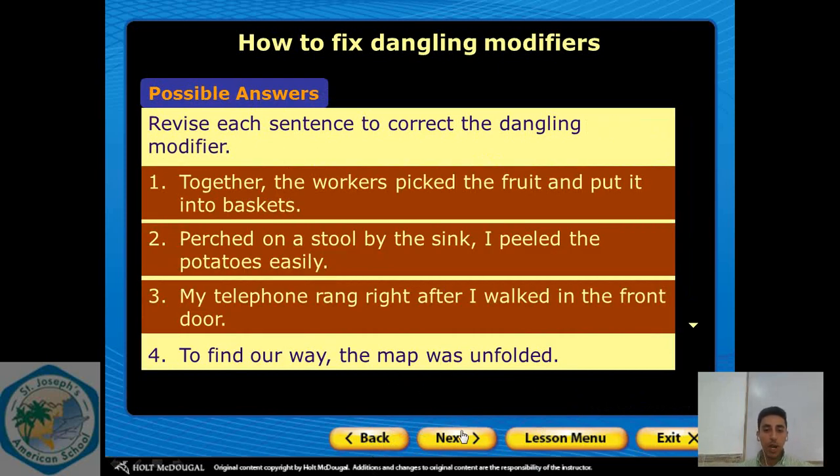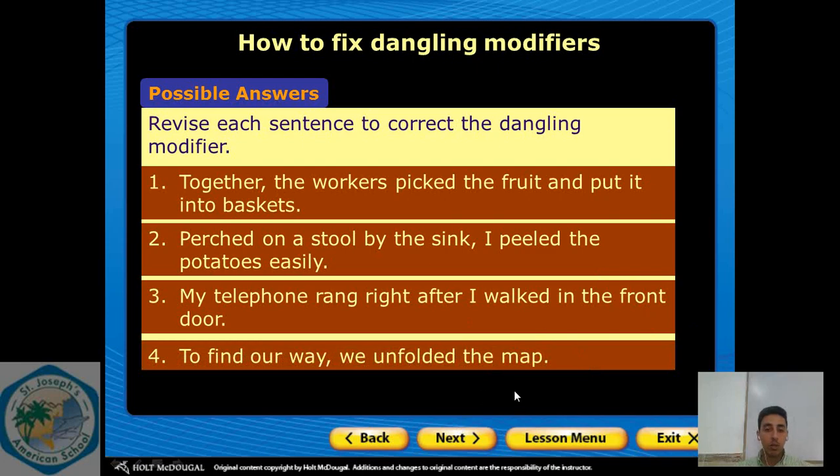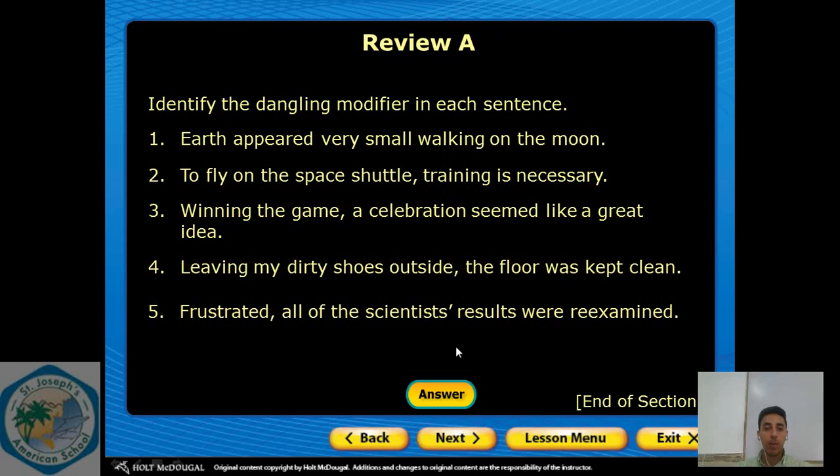So my telephone rang right after I walked here, I added a new clause or changed my phrase to become a clause. The last one, to find our way. The map was unfolded. The map wants to find our way. No, it doesn't sound right. So to find our way, we unfolded the map. So I'll give you a few seconds. Please stop the video and start answering.